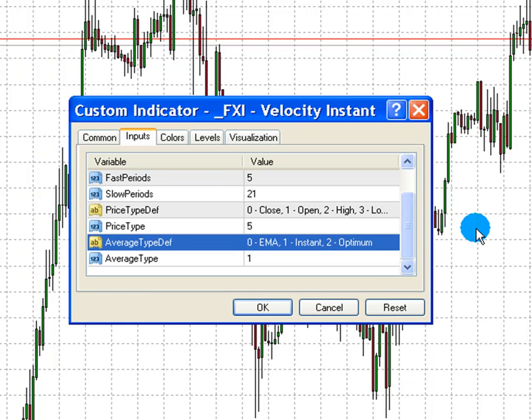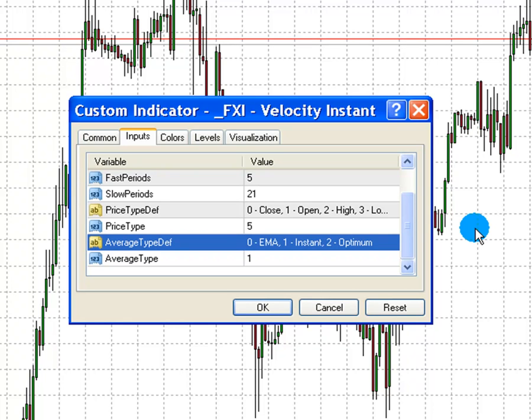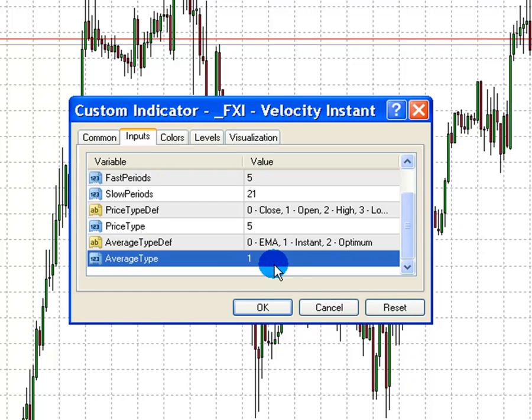And average type def is what kind of average we want to calculate on. For velocity, we do a velocity between an EMA, which is the exponential moving average. A setting of 1 will be the instant trend line, which is a low band pass filter on the data based on the slow and fast periods. And a setting of 2 is optimum, which is a self-adjusting moving average based on the amount of signal to noise ratio that's in the data itself. So we're just going to use a simple EMA just for demonstration purposes.